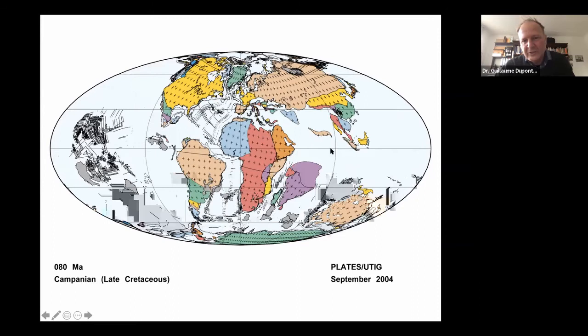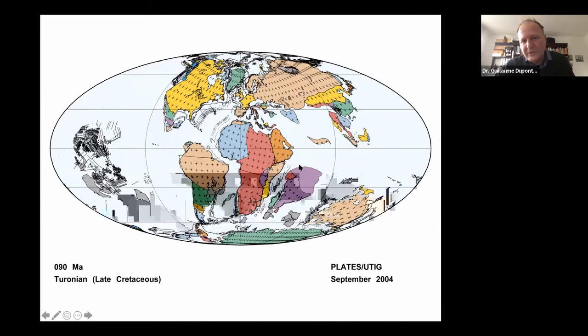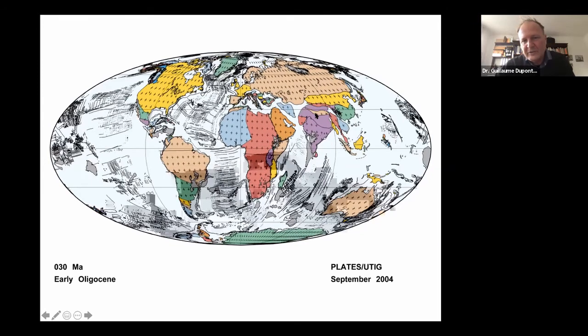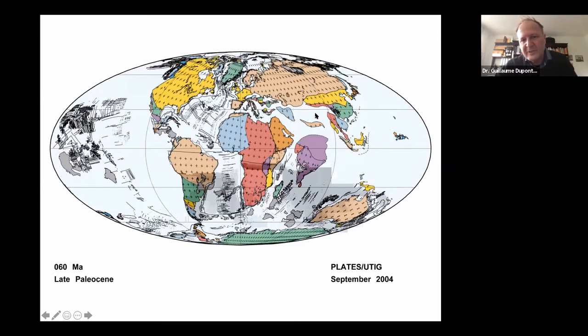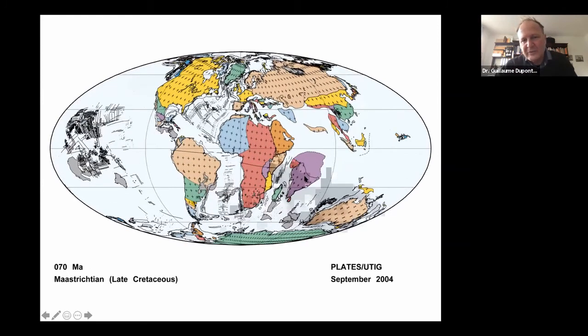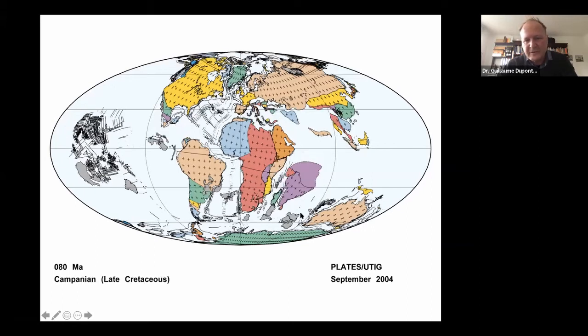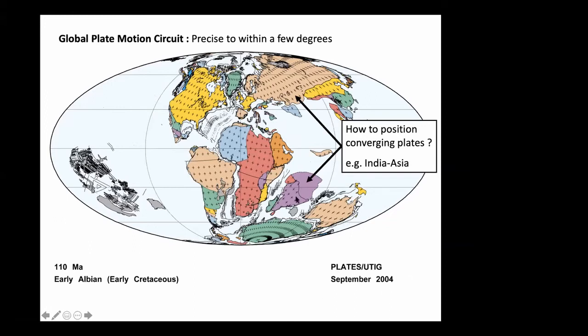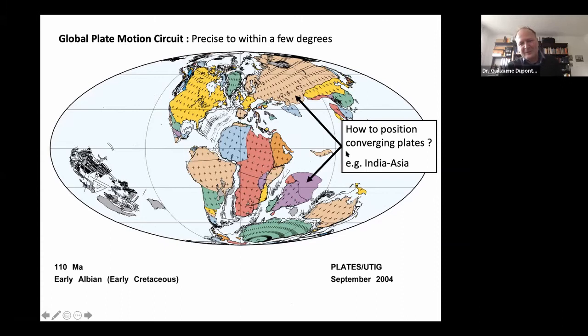So if you have two continents like India and Asia that are converging, and the ocean in between is being subducted and disappearing, you can still get a very precise relative motion by going through what is called the plate circuit, because you know the position of the plates in between them. Is it clear? No questions? Then I can go on with the next questions, hopefully.